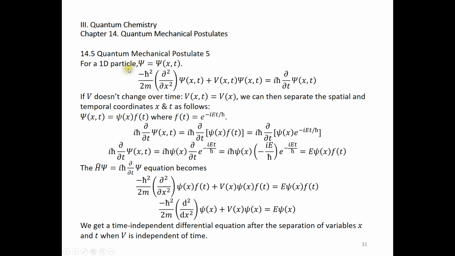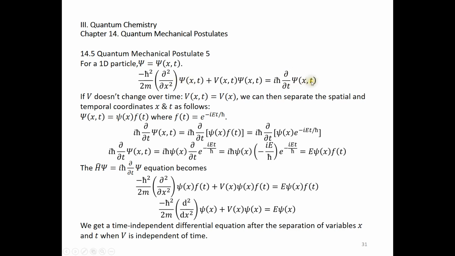Again, for a one-dimensional particle, its wave function is a function of two variables, the position of the particle x and time t. Now we write out the time-dependent Schrodinger equation. We'll apply the kinetic energy operator to psi. We apply the potential energy operator to psi. This is simply the product of the potential energy function and the wave function. On the left hand side we have H psi, the Hamiltonian operator being applied to psi. On the right hand side we have i h bar times delta psi over delta t. This psi is a function of x and t.